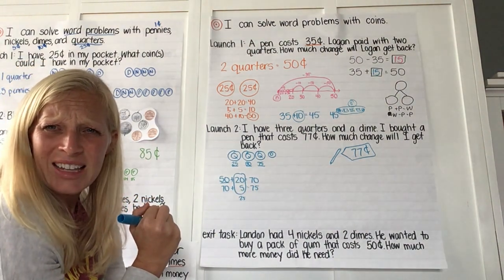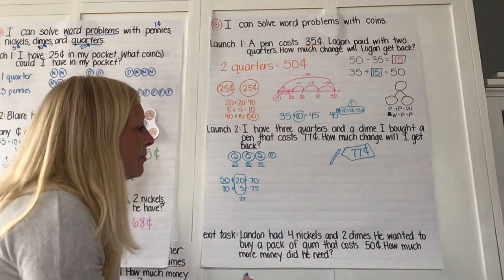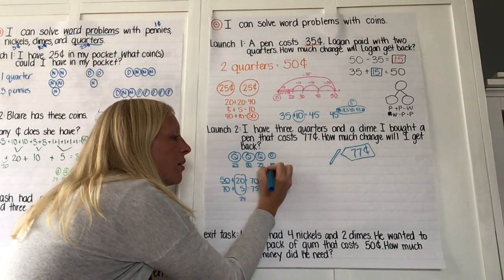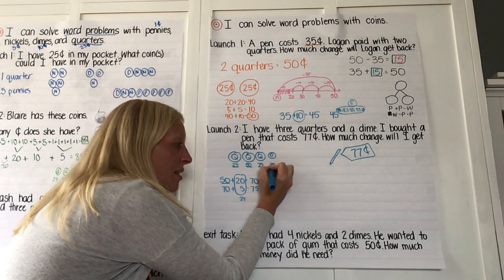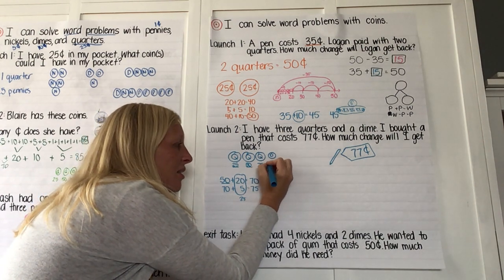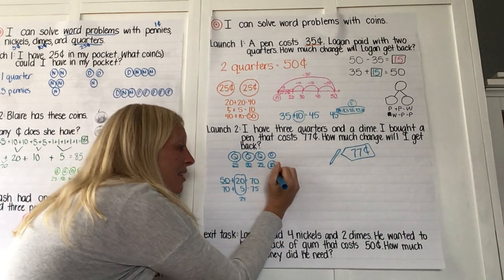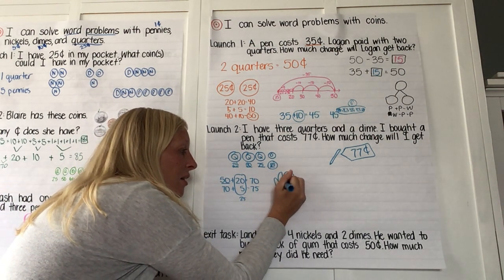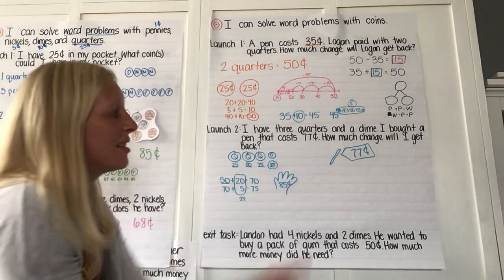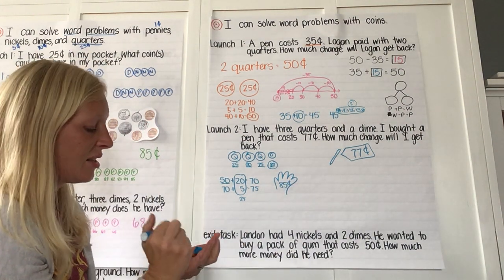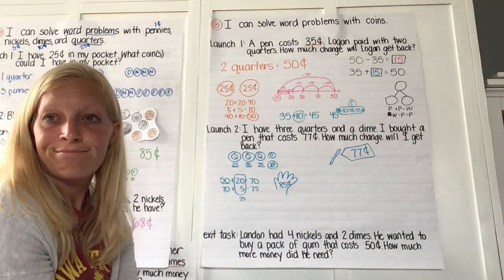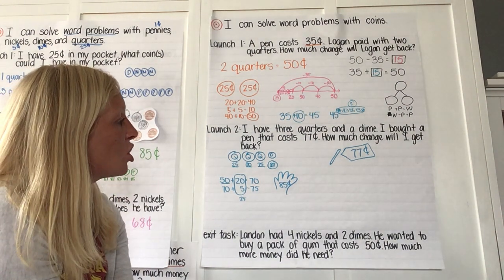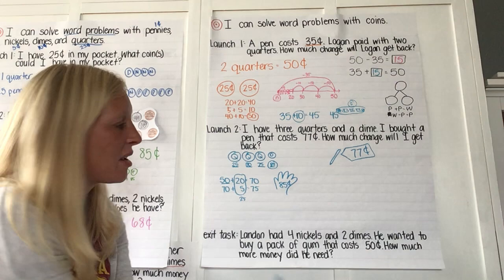And then what do I do when I get to my dime? Why is it 85? Because 7 tens and 1 ten is 8 tens. Good. So I have 85 cents. So in my hand, I have 85 cents and I'm paying for a 77-cent pen. What am I going to have? How much change am I going to get back? Go ahead and show me how you might solve that.